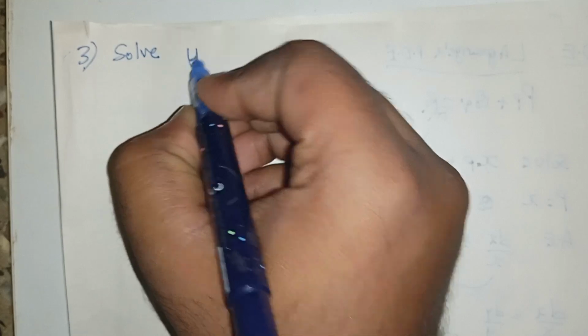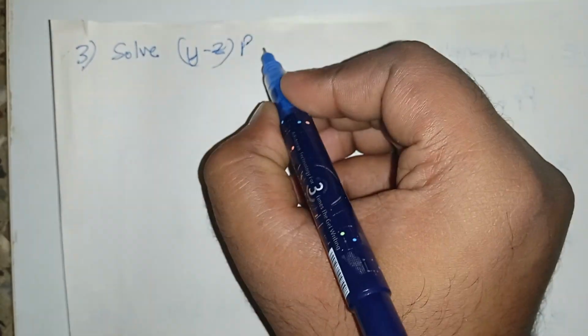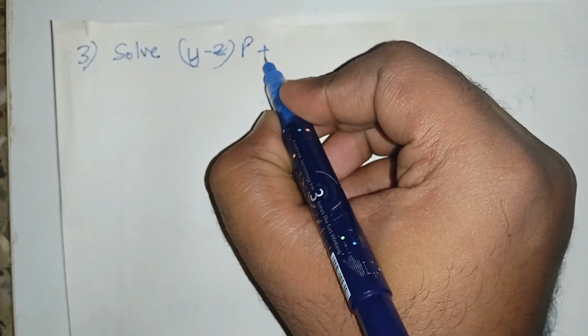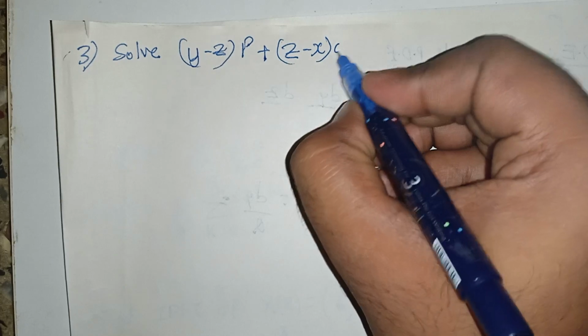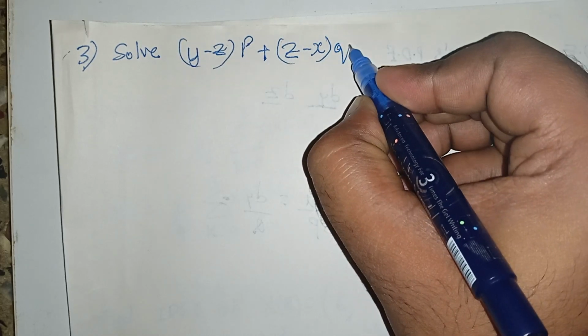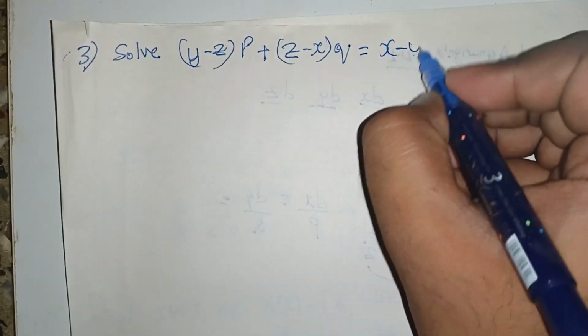Now I will continue with another problem where we will take multipliers. Solve (y minus z) p plus (z minus x) q is equal to x minus y.